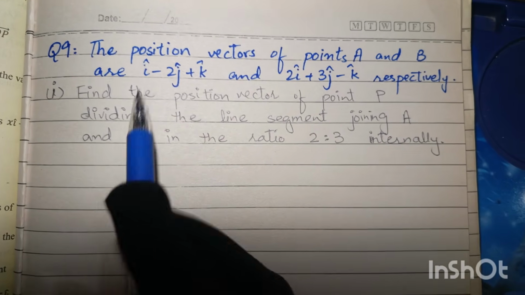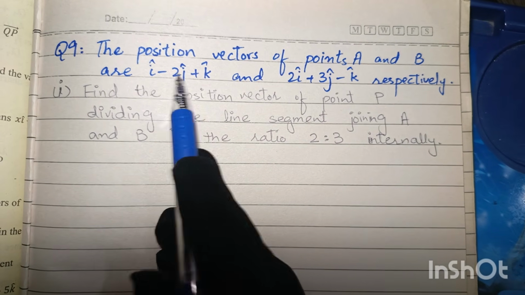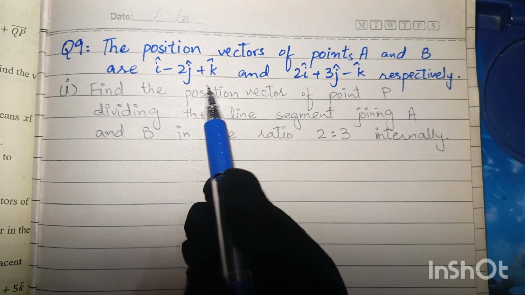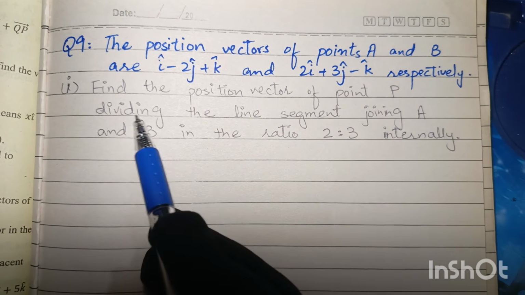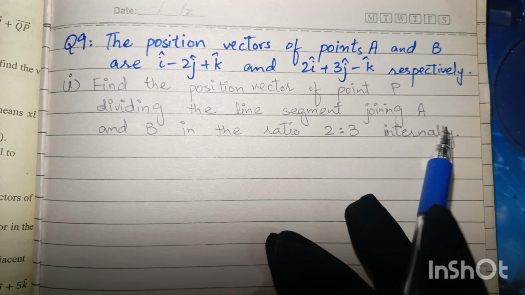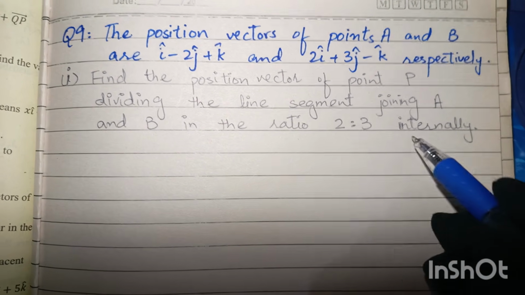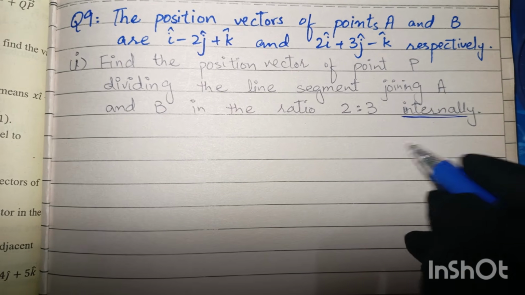Now come to question number 9. Question number 9: the position vectors of points A and B are this and this respectively. So we are given two vectors A and B. Find the position vector of point P dividing the line segment joining A and B in the ratio 2:3 internally. So this word is important. You have to understand the concept first.